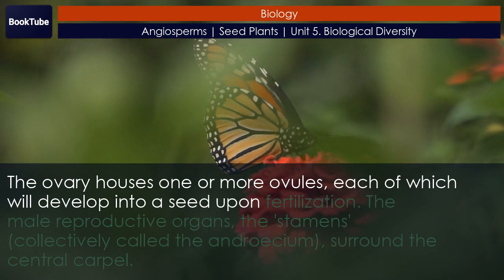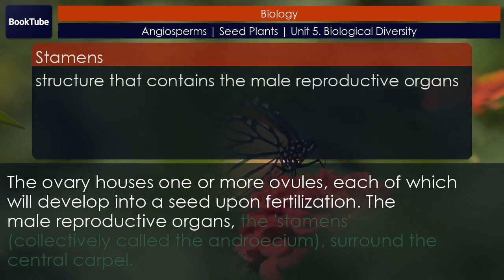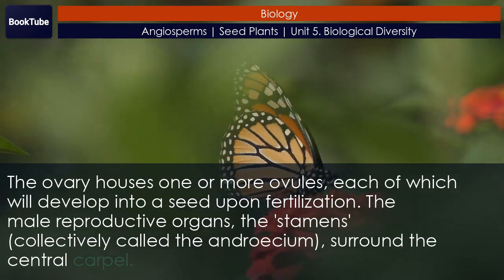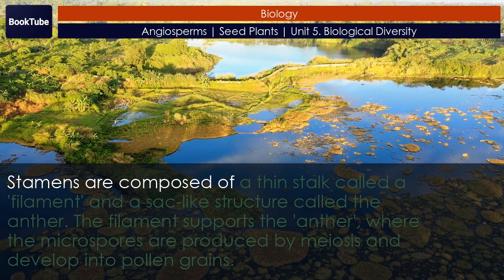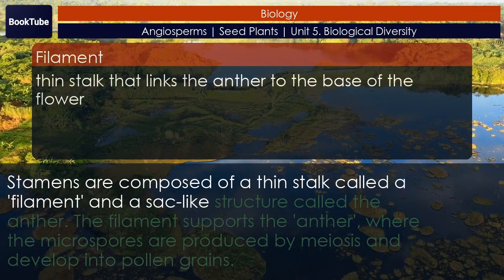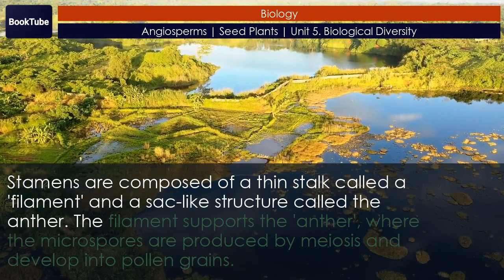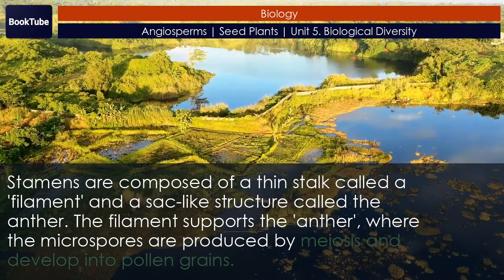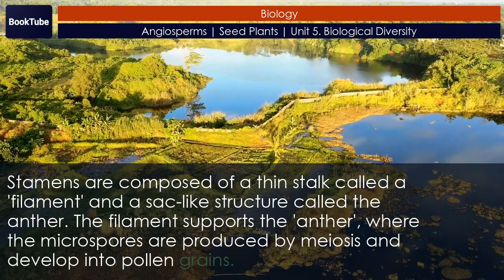The male reproductive organs, the stamens, collectively called the androecium, surround the central carpel. Stamens are composed of a thin stalk called a filament, and a sac-like structure called the anther. The filament supports the anther, where the microspores are produced by meiosis and develop into pollen grains.